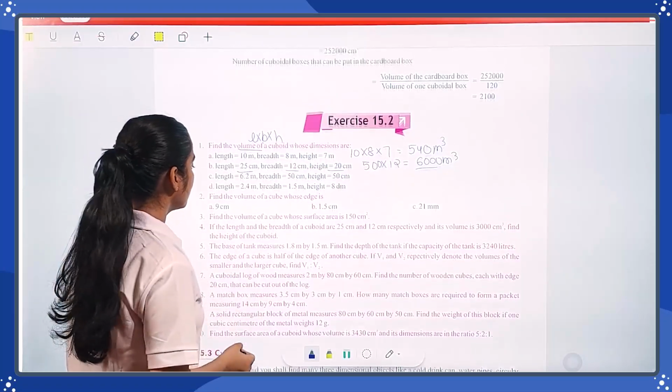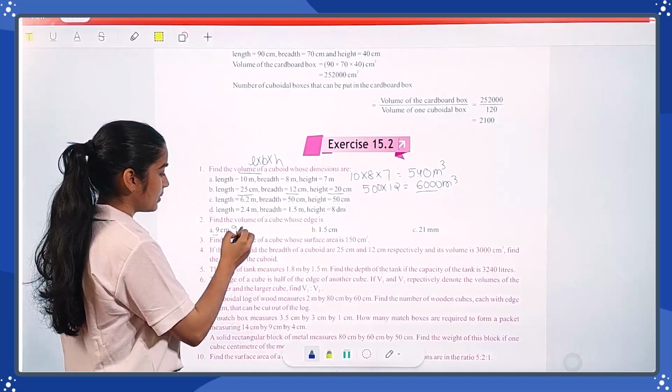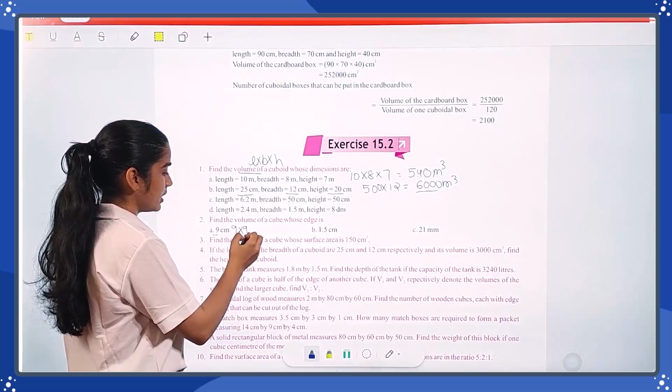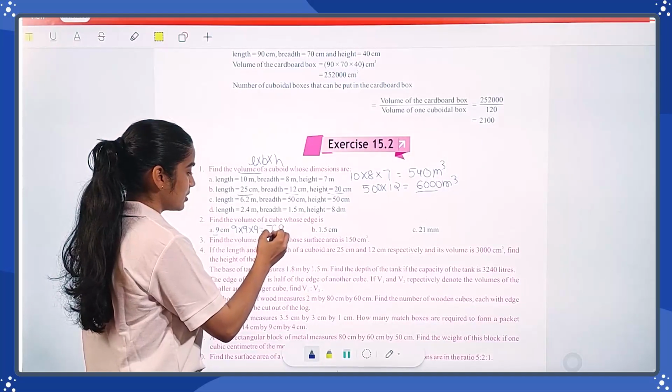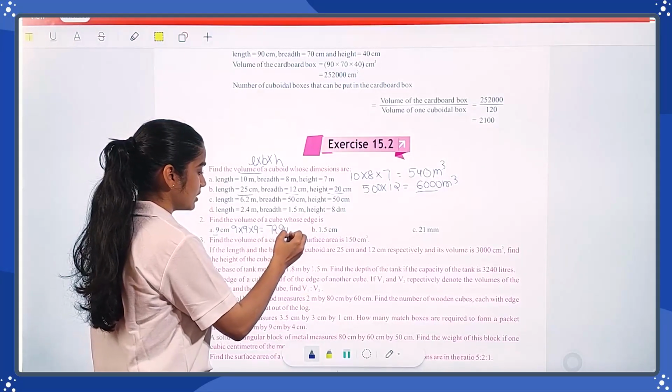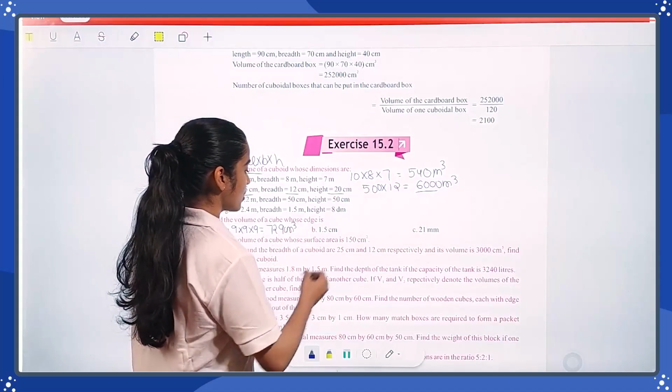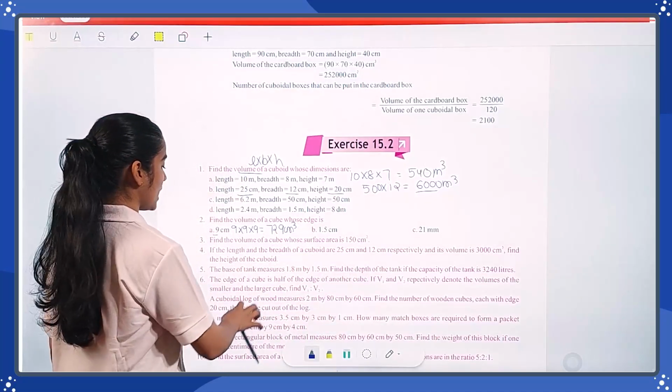Find the volume of a cube whose edge is 9. So 9 cube is 9 multiplied by 9 is 81, and 81 multiplied by 9 is 729. Okay, so you can solve the rest two parts in the same way as I do.